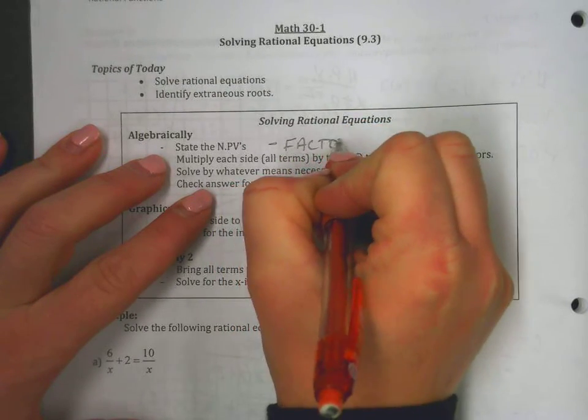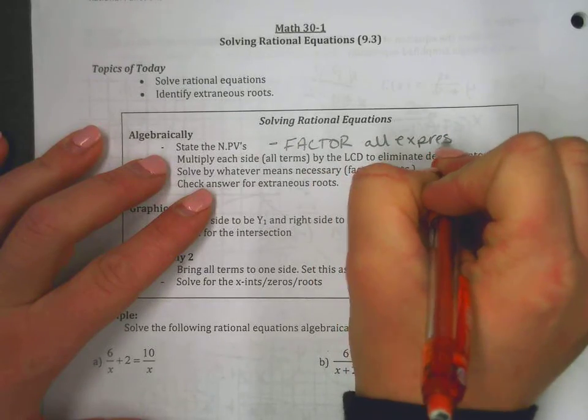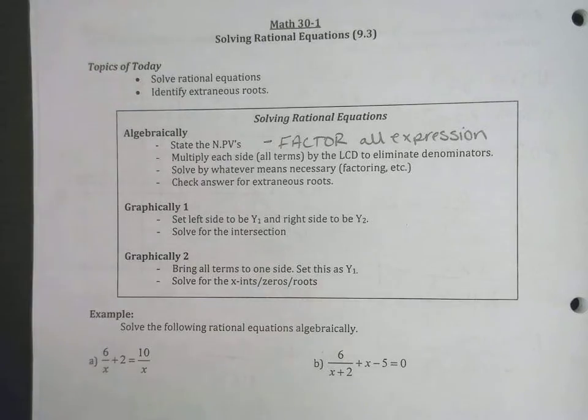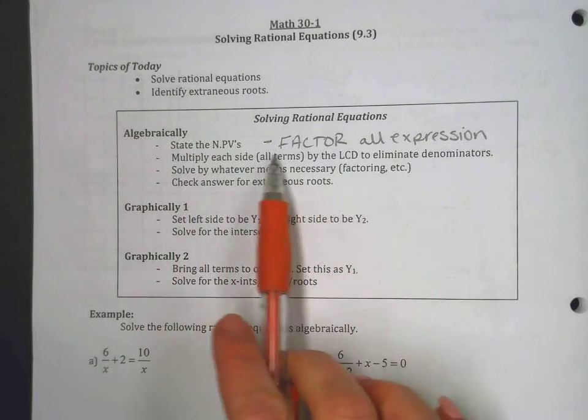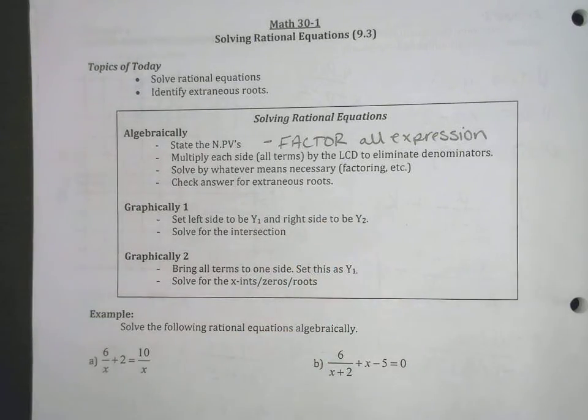all you can. Sometimes you should be able to factor and sometimes you won't be able to factor. So if it can be factored, you want to factor any parts of the equation. Multiply each side, or all terms, by the lowest common denominator to eliminate the denominators. Solve by whatever means necessary, so isolating x or factoring. Check for extraneous roots.